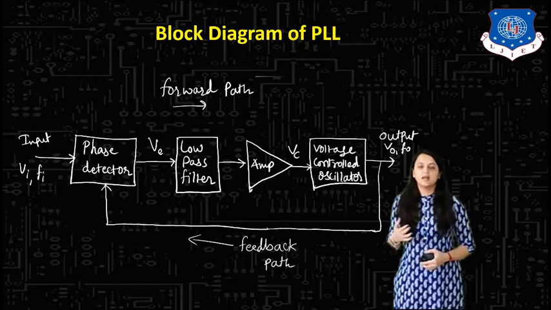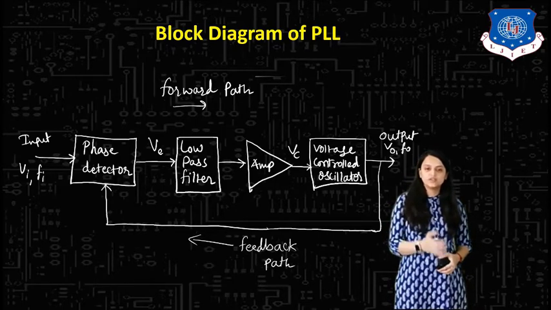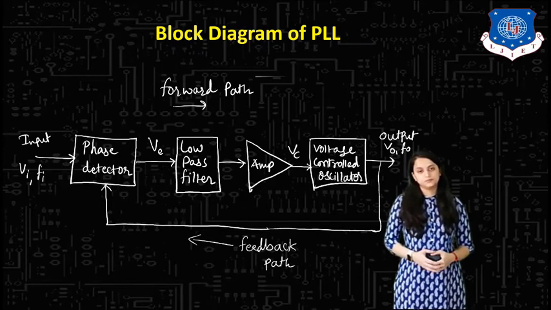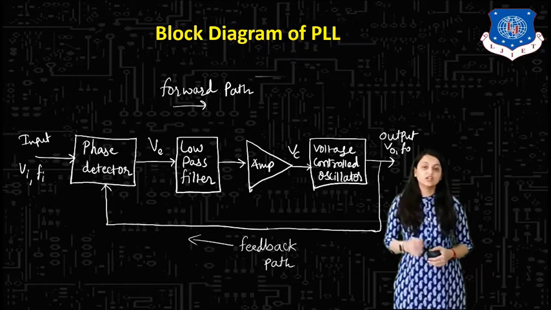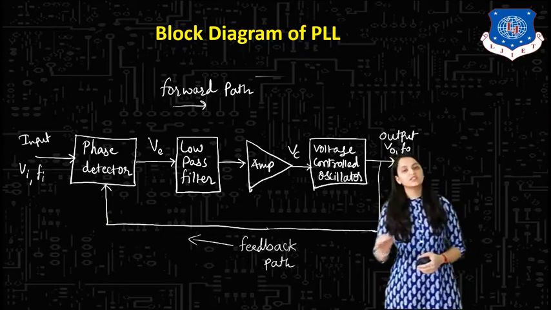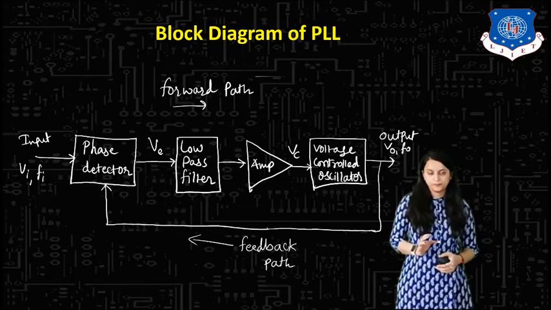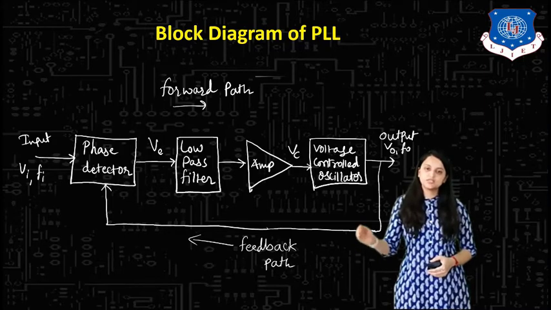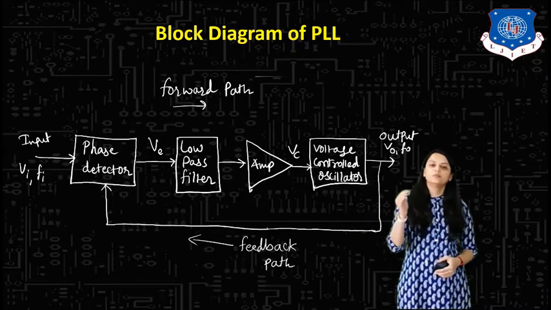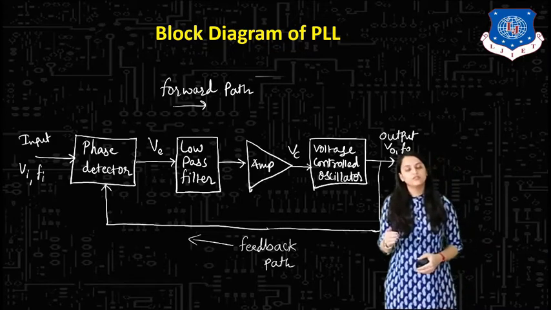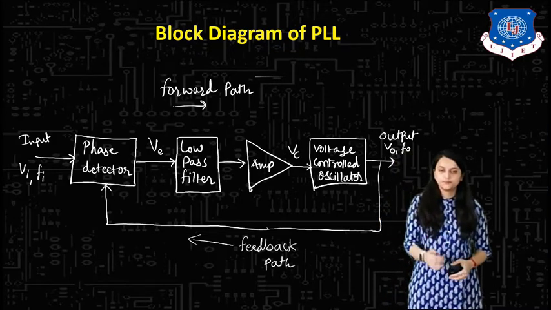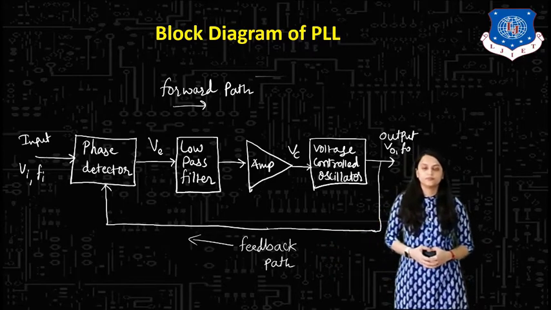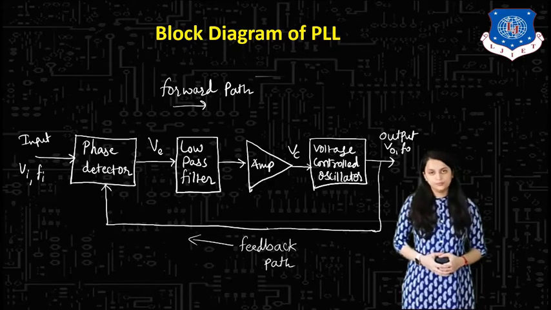The amplifier will amplify the signal, giving the control voltage VC to the next block, which is the voltage controlled oscillator. The voltage controlled oscillator will control the voltage by giving the fixed output voltage VO and frequency F. Above that there is a forward path where the phase detector output is given to the low pass filter, the output of low pass filter is given to the amplifier, and the output of the amplifier is given to the voltage controlled oscillator. And this is the feedback part where the VCO output is given to the phase detector. So this is the block diagram of PLL.